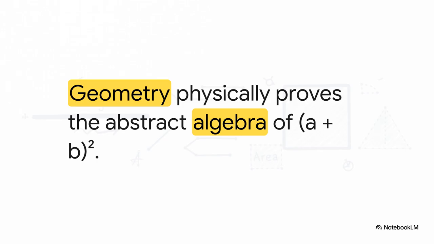Instead of just memorizing letters on a page, picture a physical square where each side is length a plus b. If you slice that big square up based on those lengths, the areas of the smaller pieces perfectly equal one a squared block, one b squared block, and two a times b rectangles. Geometry physically proves the algebra. The math isn't just symbols, it's real physical space.